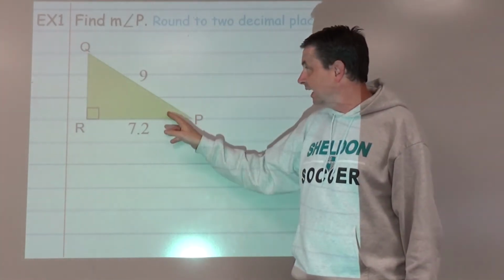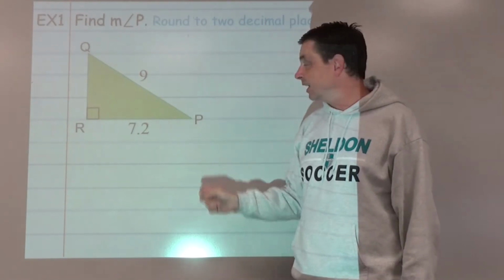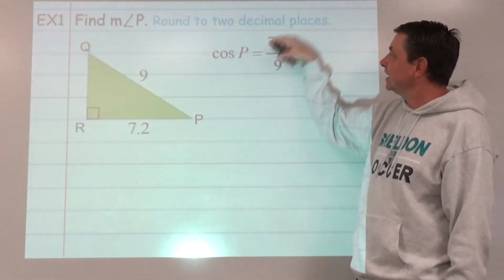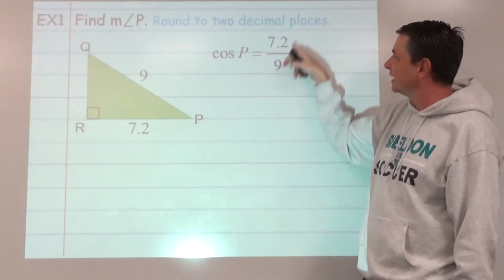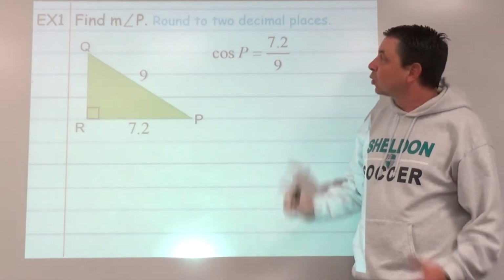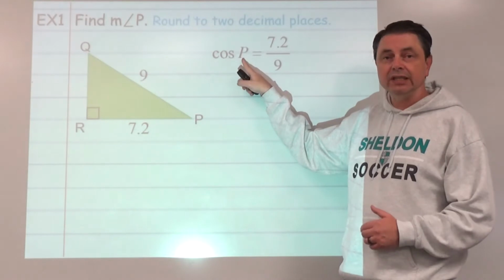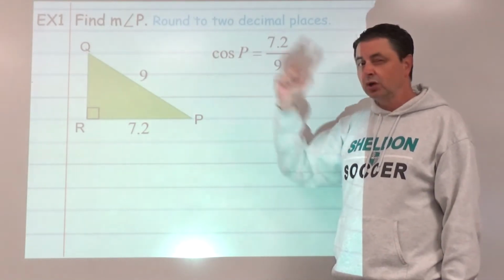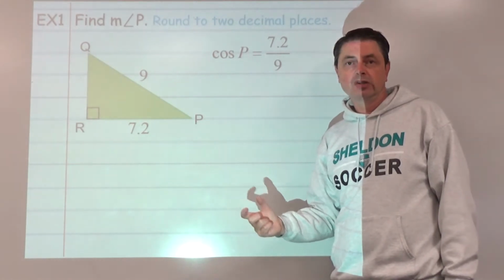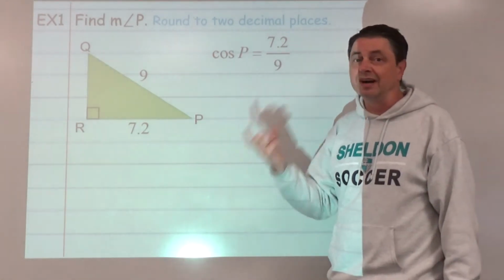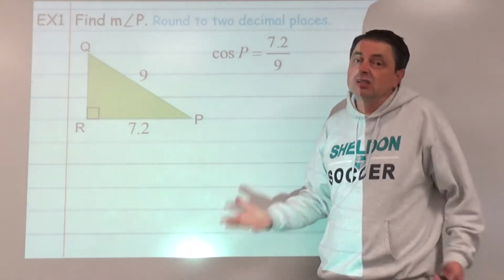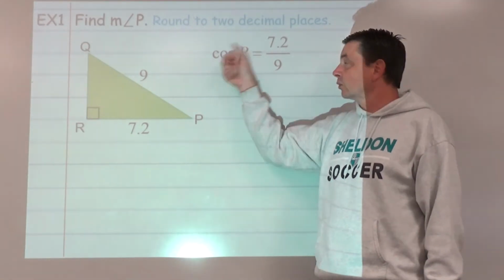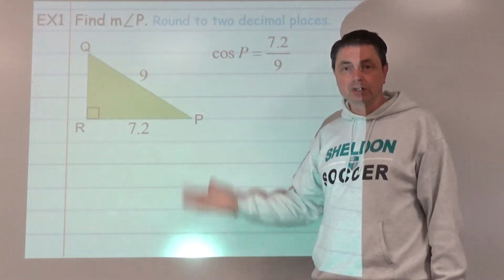We don't have a given angle. We're talking about finding the measure of angle P. So we have cosine of P is equal to 7.2 divided by 9. We're trying to solve for P. That means that we need to get rid of cosine. Cosine is not a number, so we're not allowed to subtract it or divide it or anything like that, because it's not a number. It's a function. So we have to get rid of it, we have to do the inverse function.